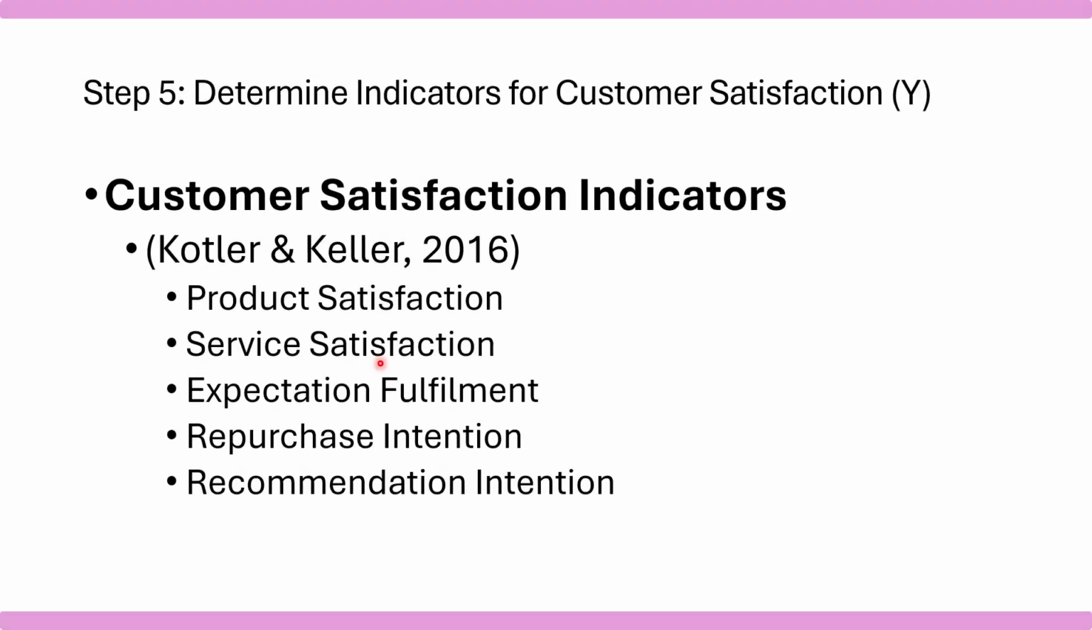Lastly, for the indicator Y, or what we usually call the dependent variable, Kotler and Keller in 2016 use 5 indicators. So you have to multiply by 2 at minimum, then you get 10 questions minimum. So if we accumulate all the questions, that will be 10 plus 10 plus 12, which is 32 minimum questions that you have to ask in your questionnaire.